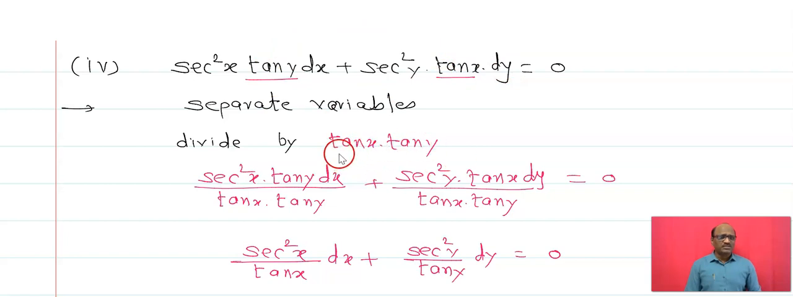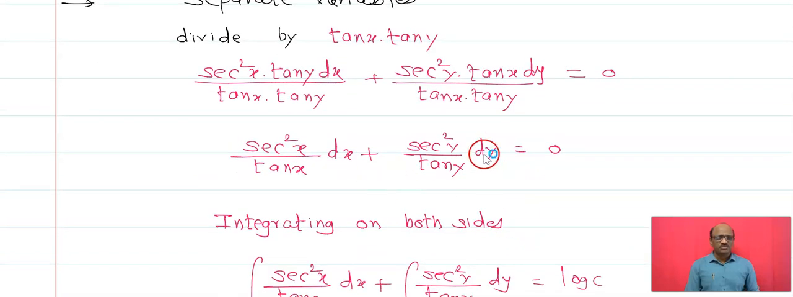What is that group? That group is tan x into tan y, and then divide on both sides by tan x into tan y, and then automatically the variables will be separated. Therefore sec square x into tan y into dx upon tan x into tan y plus sec square y into tan x into dy upon tan x into tan y. Here tan y and tan y get cancelled. Sec square x upon tan x dx plus sec square y upon tan y into dy, that's equals to 0.